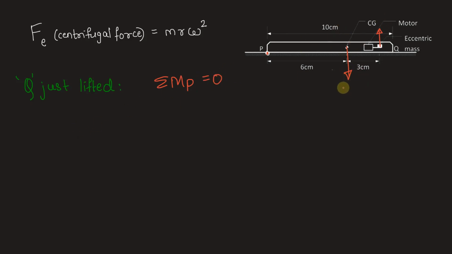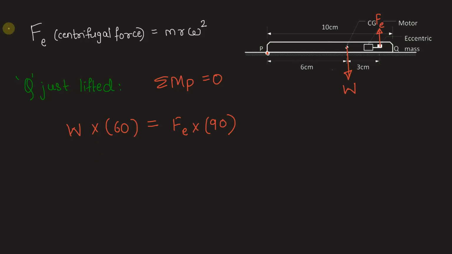We can write the moment created by weight. First, weight into the distance between point P and CG, which is 6 centimeters. Let's write 6 centimeters in millimeters because eccentricity is given in millimeters. We'll use the uniformity of units of distance as millimeters. This will be equal to the moment created by the centrifugal force Fe. We can write this as Fe into the distance, which is 6 plus 3, that is 9 centimeters. So we have Fe, which is the centrifugal force, into 9 centimeters, which is 90 millimeters.